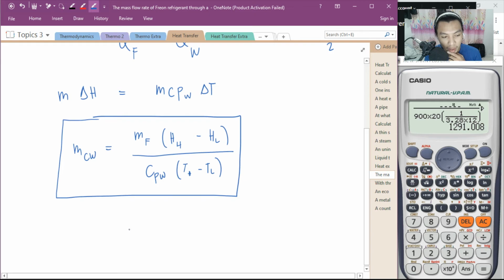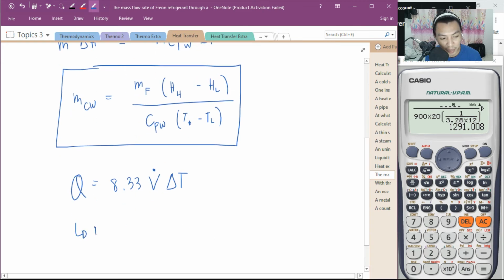Now, I do recall that there is another way for you to solve the heat that is received by water. Okay? The heat that is received by water, only thing, okay, Q is equal to 8.33 V, okay, the volume flow rate of water, delta T. Okay. Ang lalabas po dito is in BTU per minute. Ano po ang unit nito? This is in GPM. Ano pong unit nito? Degree Fahrenheit. Now, sir, shortcut na ito. Oo, kapag naka-English units ka lang.